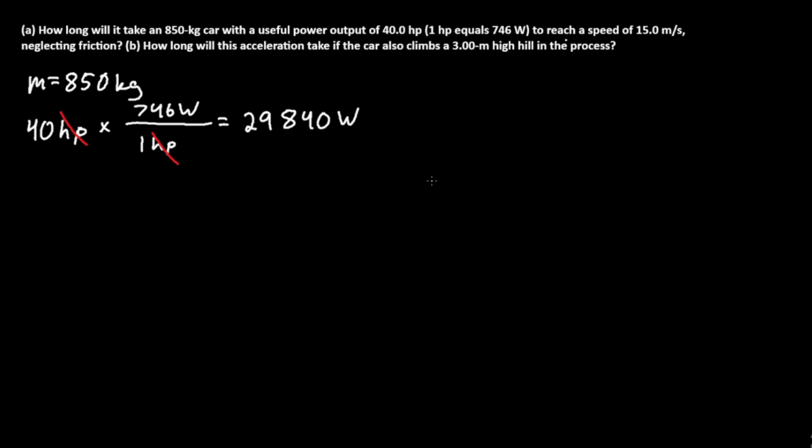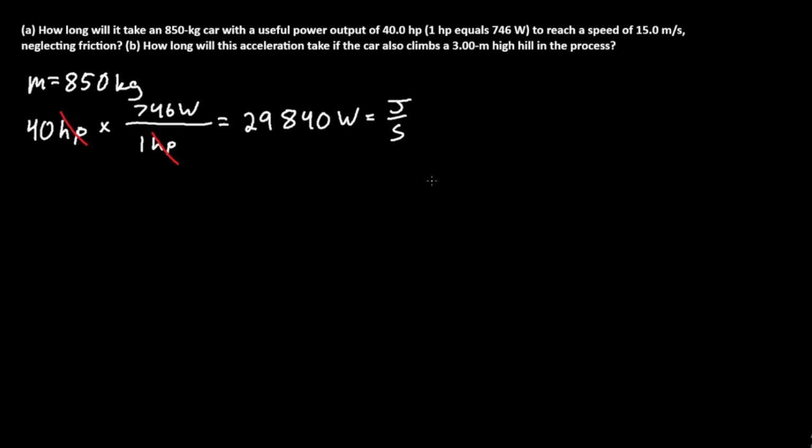So how long will it take to reach a speed of 15 meters per second, neglecting friction? Assuming this is on a flat surface, so there is no incline or decline, we need to solve for the time it'll take in order to get to 15 meters per second. So how do we do that? Well, watts is equal to joules over seconds. So power is the unit of joules over seconds. So in order to calculate everything, we need to solve for the kinetic energy, or the work, or the change in kinetic energy in order to get to 15 meters per second.